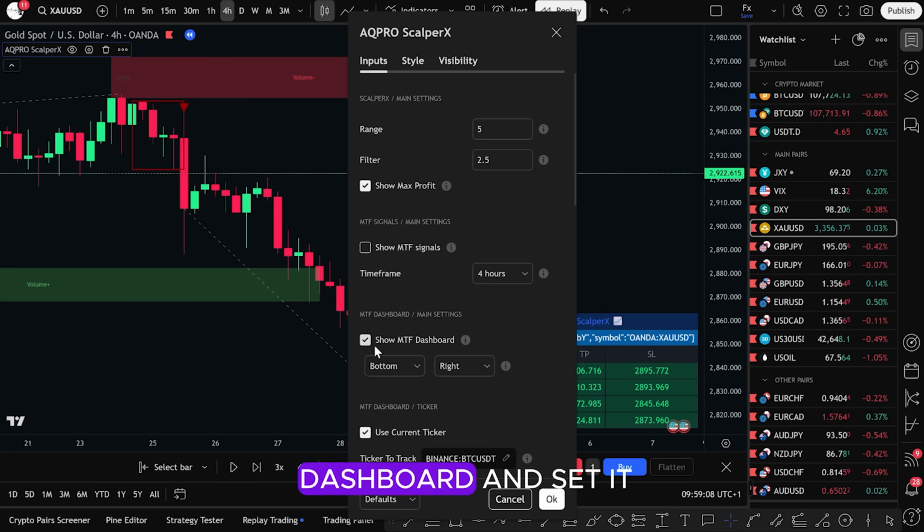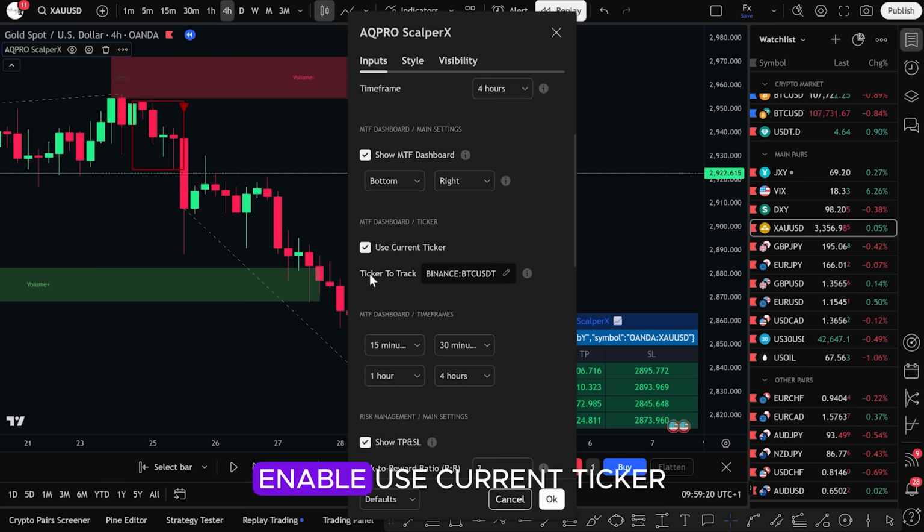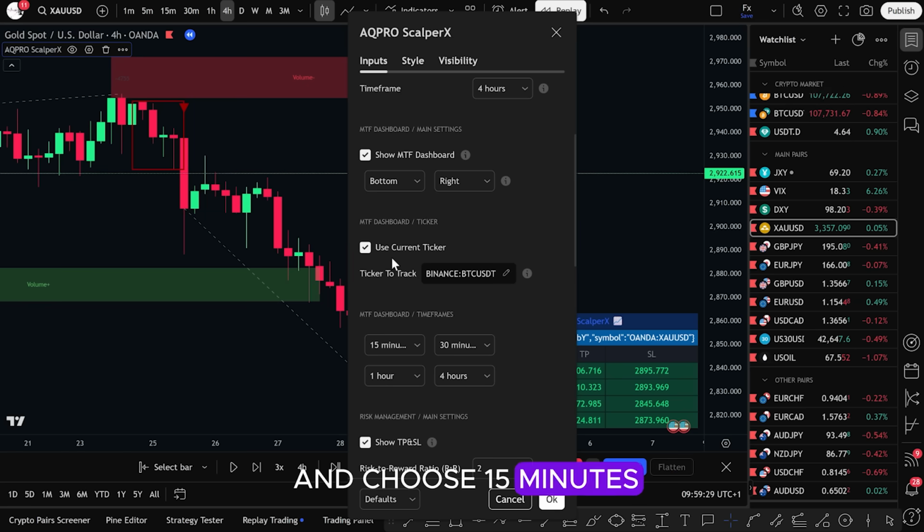Turn on the MTF dashboard and set it to bottom right. It shows trade info from 4 timeframes without switching charts. Enable Use Current Ticker and choose 15 minutes, 30 minutes, 1 hour, 4 hours for your dashboard timeframes.